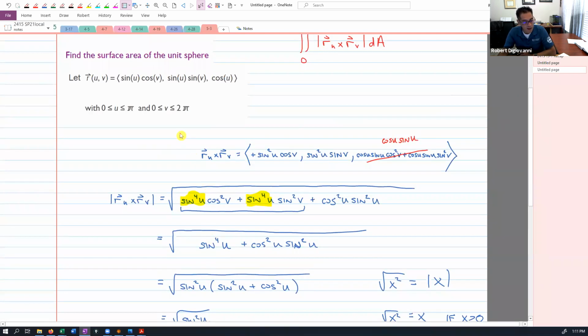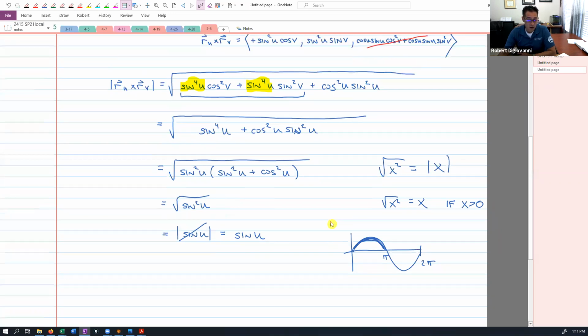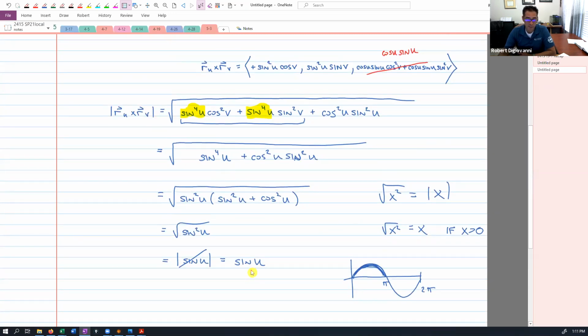However, if you go back and look, u is restricted between 0 and pi, and here's the sine function. The period is 2 pi. So if you're only looking from 0 to pi, sine is always above the x-axis, so it's always positive. That means we can just say sine u, but it's only because of that restriction that we can do that. Okay, that's good, right? That all turned out to be something pretty nice.